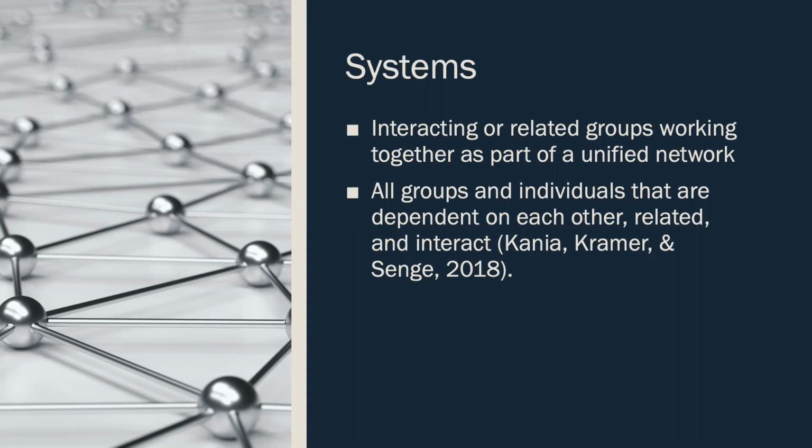It is helpful to start by defining the word systems. Dictionaries define systems as interacting or related groups working together as part of a unified network. Public health scholars define them as groups and individuals that are dependent on each other, related, and interact. We live in a complex world where everything is related to everything else in some way, which makes it hard to define the border or boundaries of specific systems. Sometimes we must draw the line and not make it too broad that we cannot fix it or understand it. The world is made up of many systems, and they can't all be changed at once.